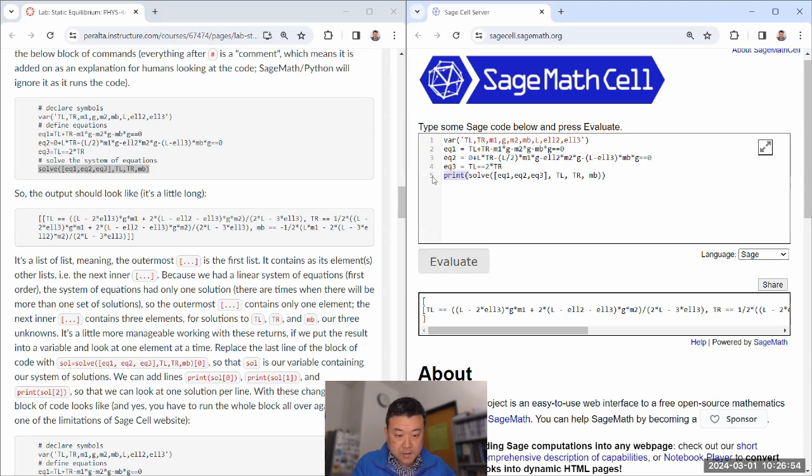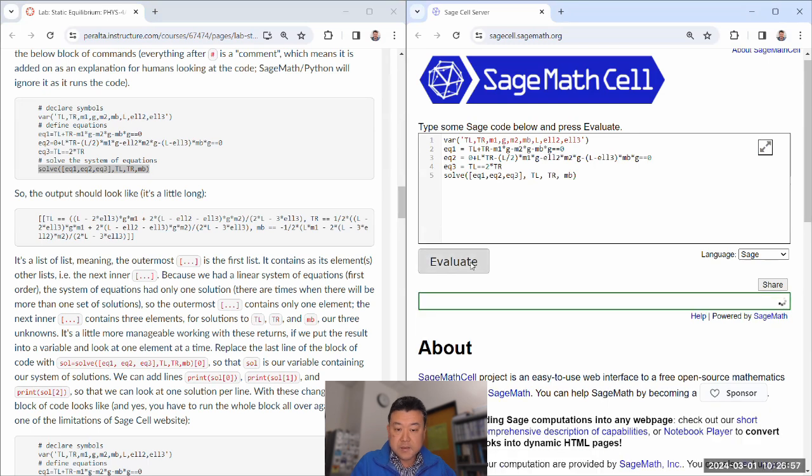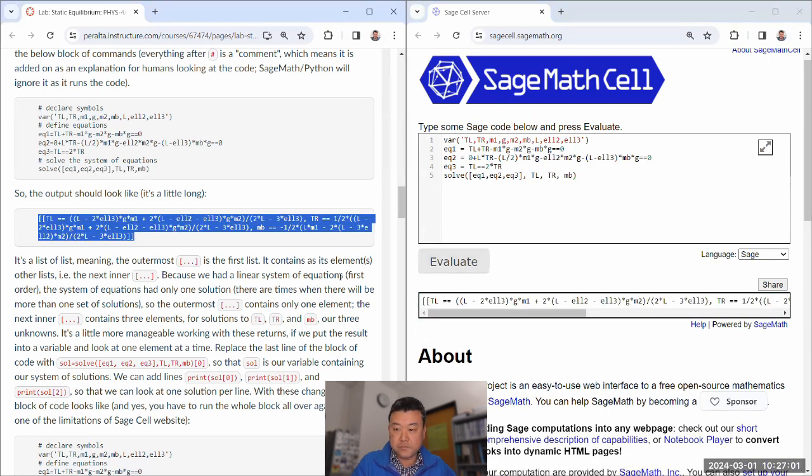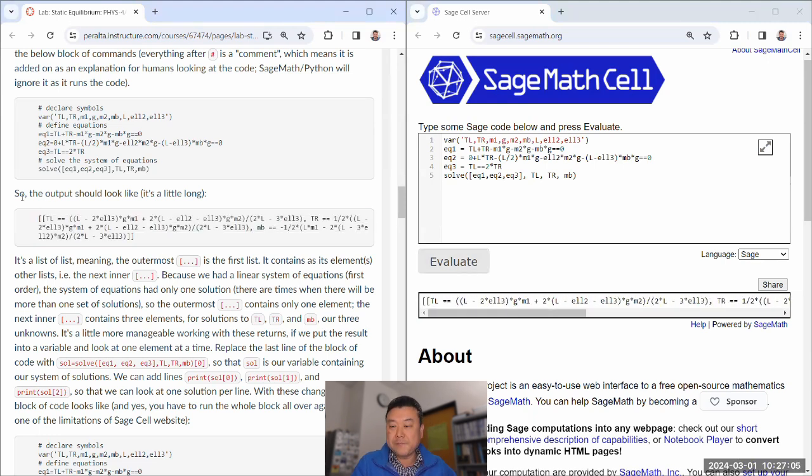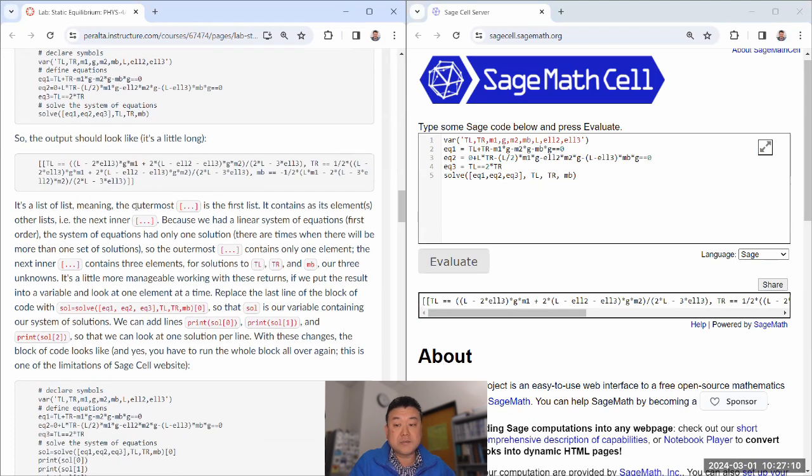So let me go back to not printing this. Then the output looks like this. If you do the word wrap here, I have to kind of scroll to the right. So the output should look like below. It's a little long. It's a list of lists, meaning the outermost is the first list. It contains as its element other lists. That is the next inner list.